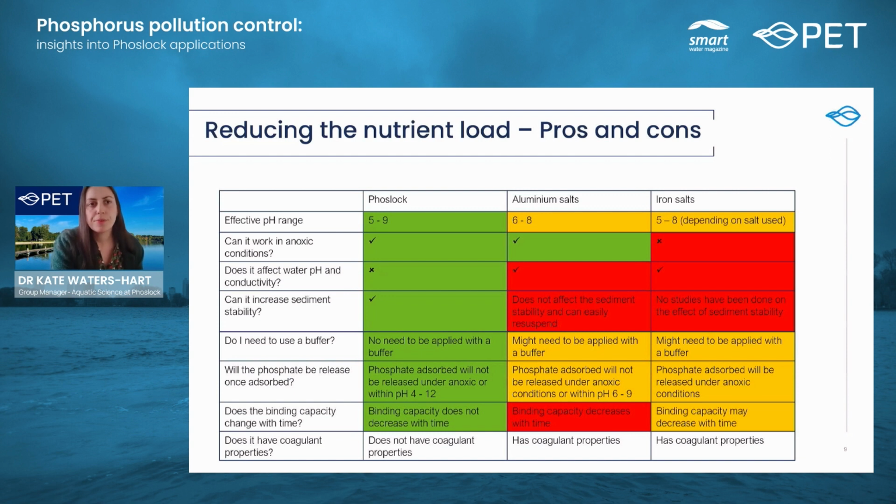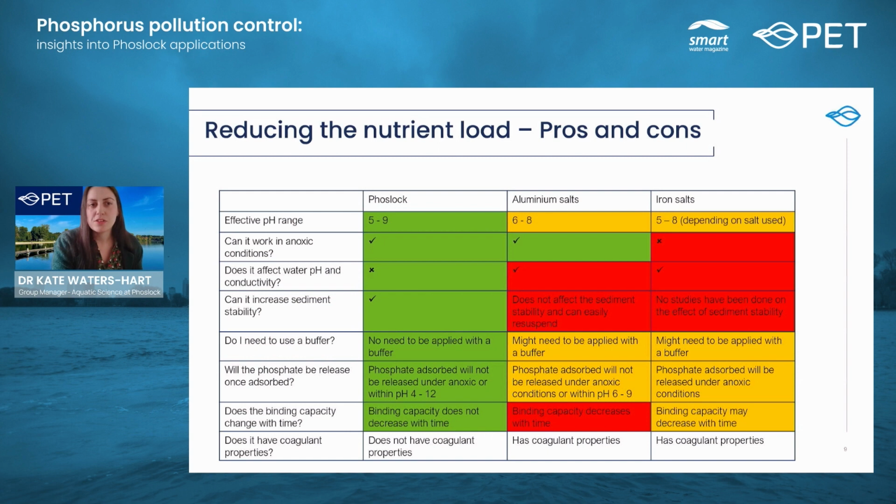So here are just some pros and cons of the main products used to treat internal loading in terms of chemicals. Phoslock is not a chemical, it's a geo-engineered product, through the ion exchange process, as I mentioned. Here, I guess it's self-explanatory. The green is positive, the red is negative.